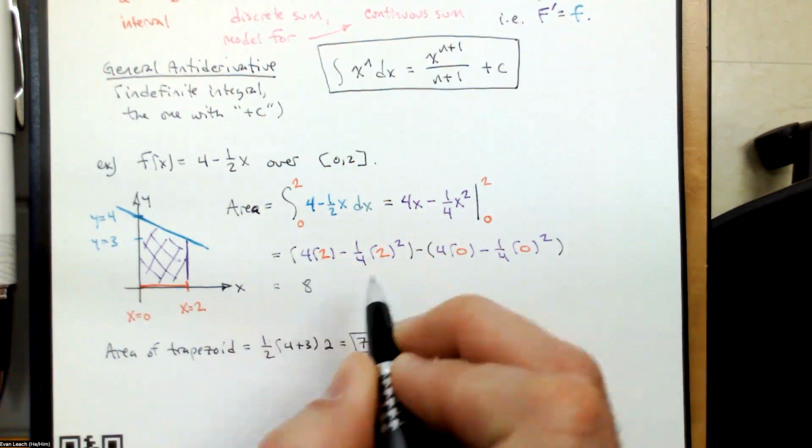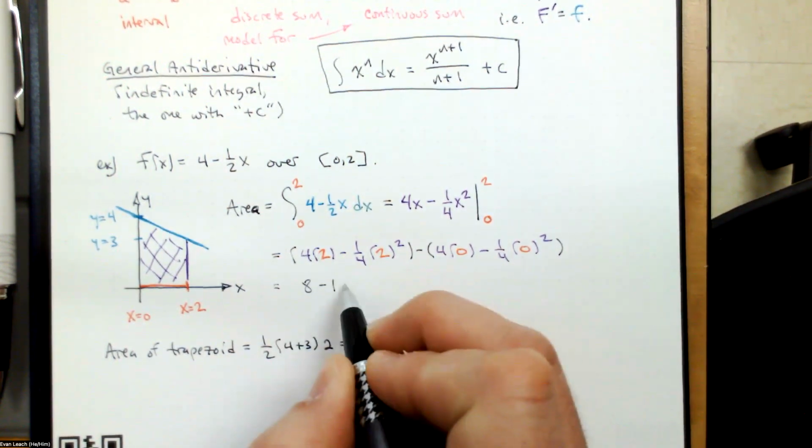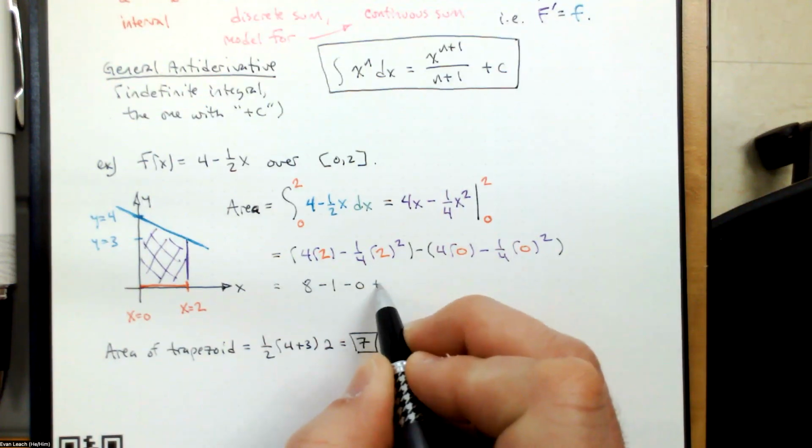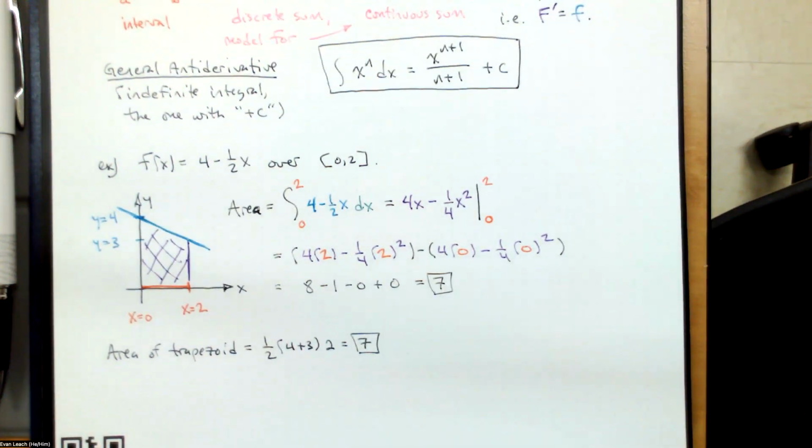Four times 2 is 8. 2 squared is 4, divided by 4 is 1. Minus 0, minus is plus 0. And we get 7, just like we expected.